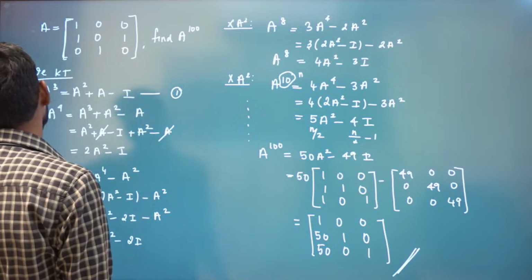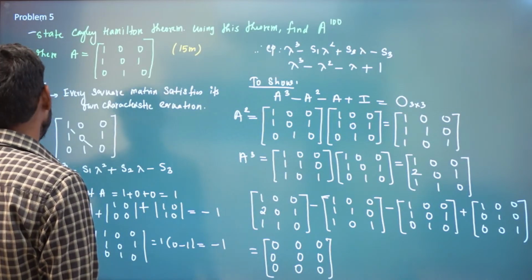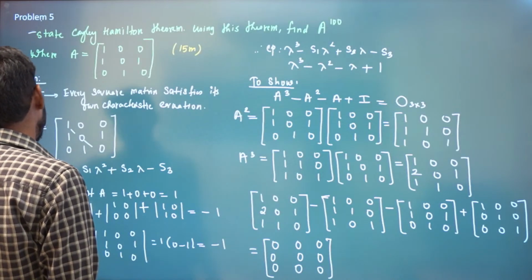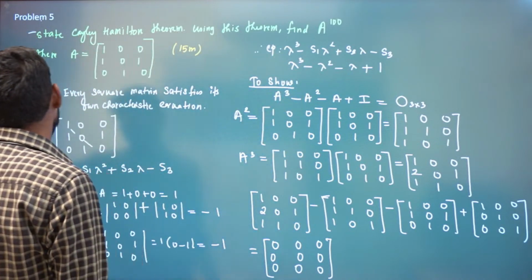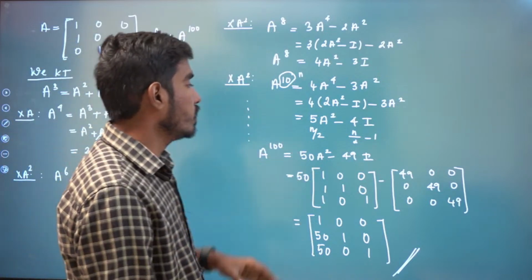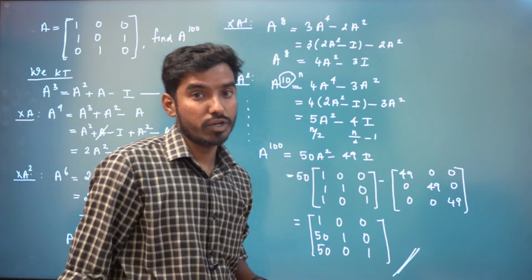Okay, so that's it. We are done with the fifth problem also. It says Cayley-Hamilton theorem. Using that, we have to find the value of A power 100. So we have found some pattern in all the square terms, the even powers, right?